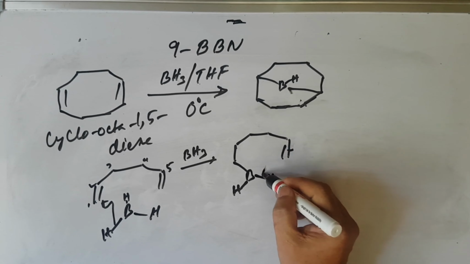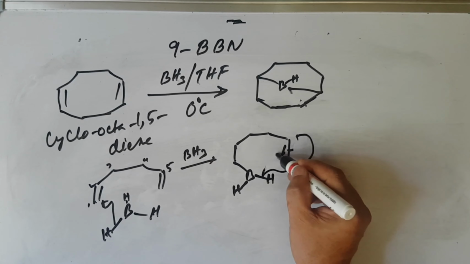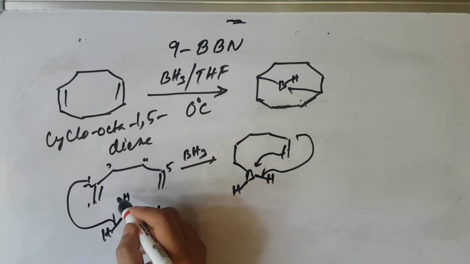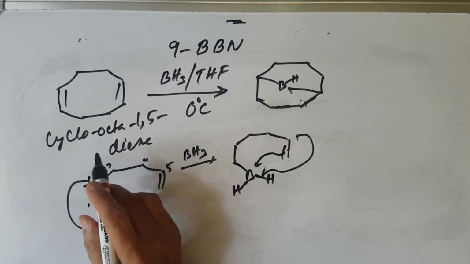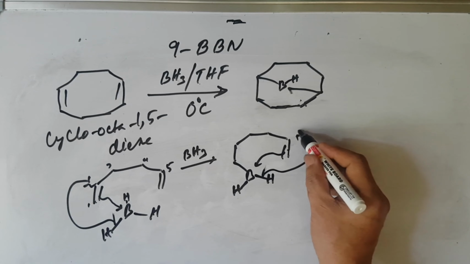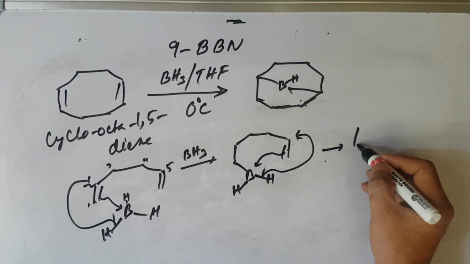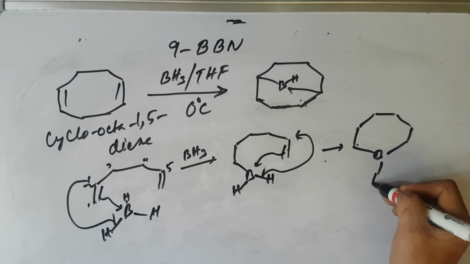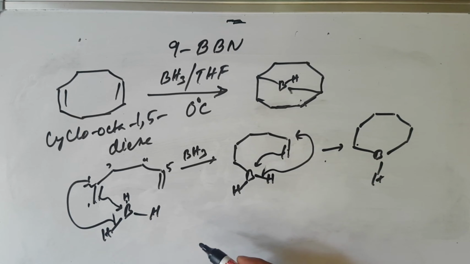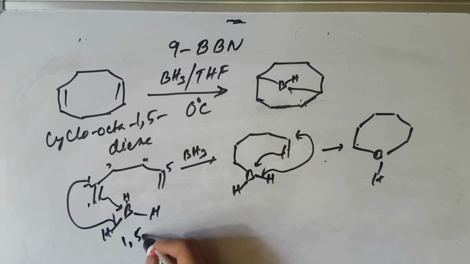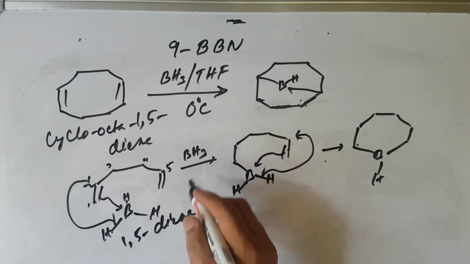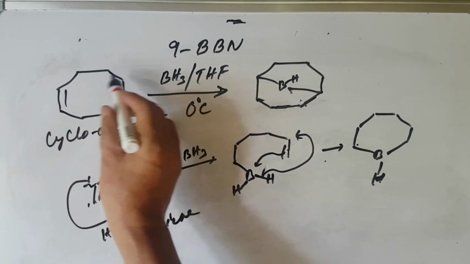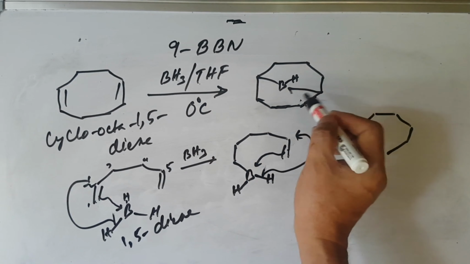Attack here at the more substituted carbon to give this one. Here also like this. So mechanism like this, and further reaction takes place. So we get a cyclic seven-membered ring here with B-H. So 1,5-dienes react with borane to get this product. Similarly, when you react 1,5-cyclooctadiene, this cyclic compound, then we get this product.